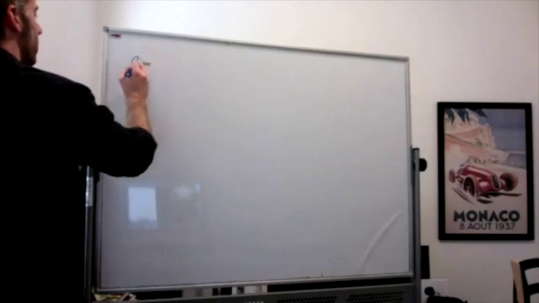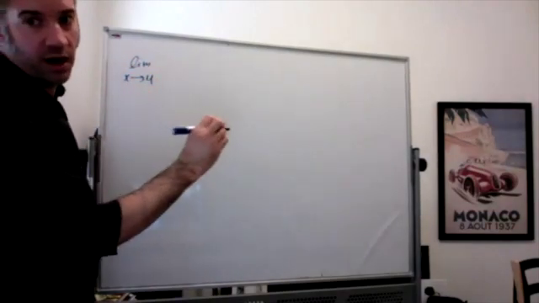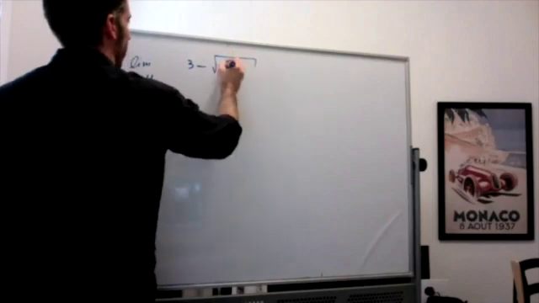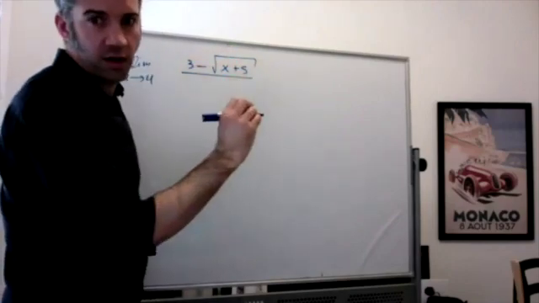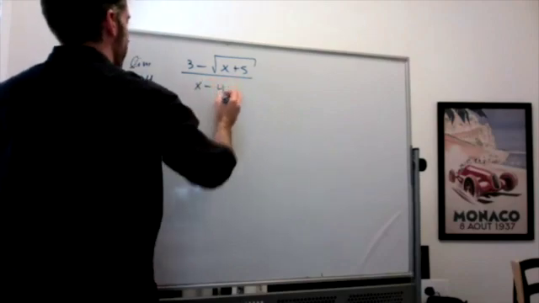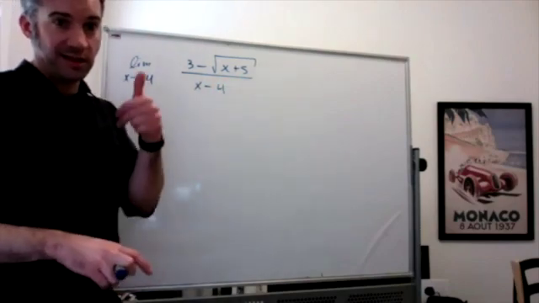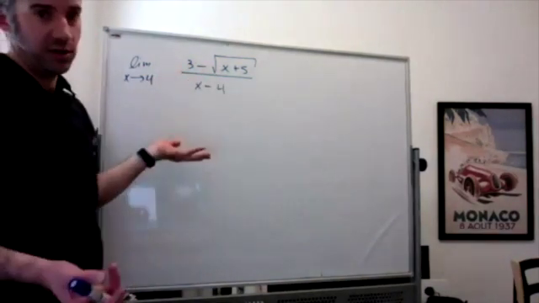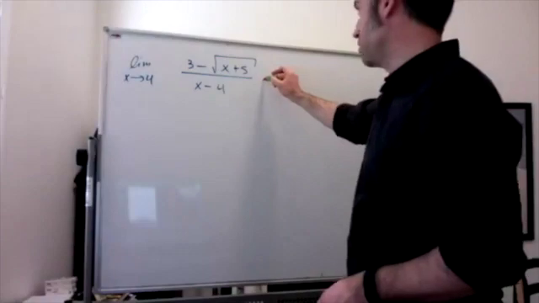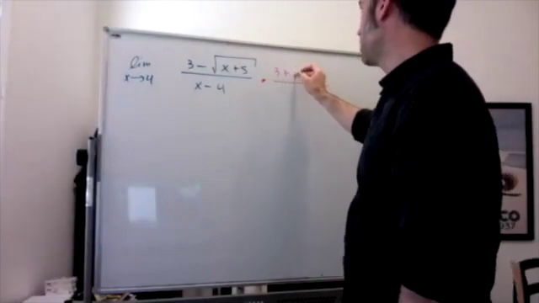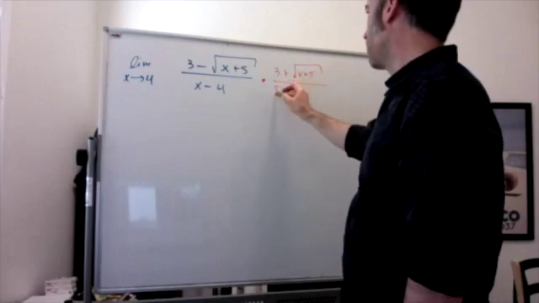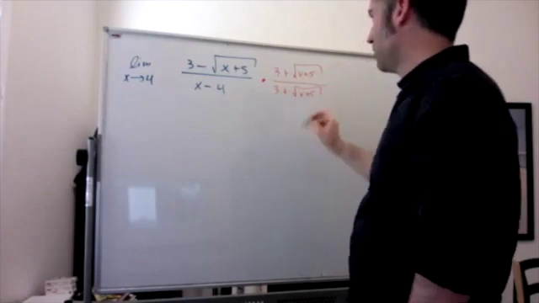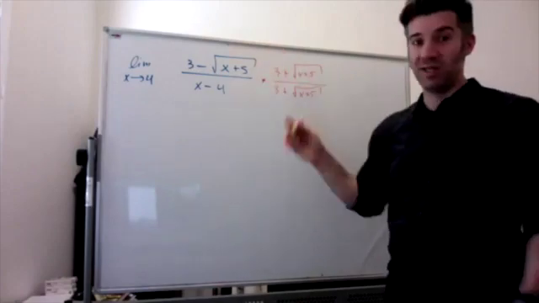So I'm going to have you guys try this one. Try the limit as x approaches 4 of 3 minus the square root of x plus 5, over x minus 4. Definitely a 0 over 0 type. You plug in 4. You get 3 minus the square root of 9, which is 0, and 4 minus 4, which is 0. So you know that you're going to want to multiply this by the conjugate, which is 3 plus the square root of x plus 5 over 3 plus the square root of x plus 5. You want to multiply out the top ones. You want to not multiply out the bottom ones.